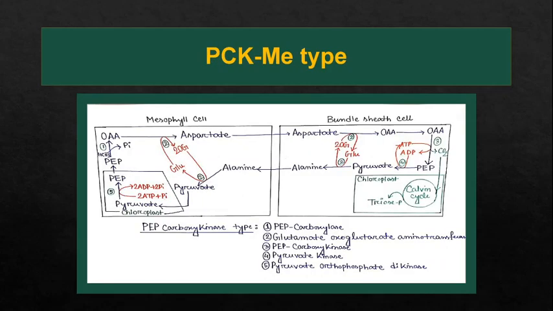This is the third type, that is PCK type or PEP carboxykinase type, and in this pathway the reaction sequence is quite similar to that of NAD plus ME type. The main difference is that the oxaloacetic acid in the Kranz cells is directly decarboxylated in PCK type, and secondly, mitochondria are not involved in PCK type.